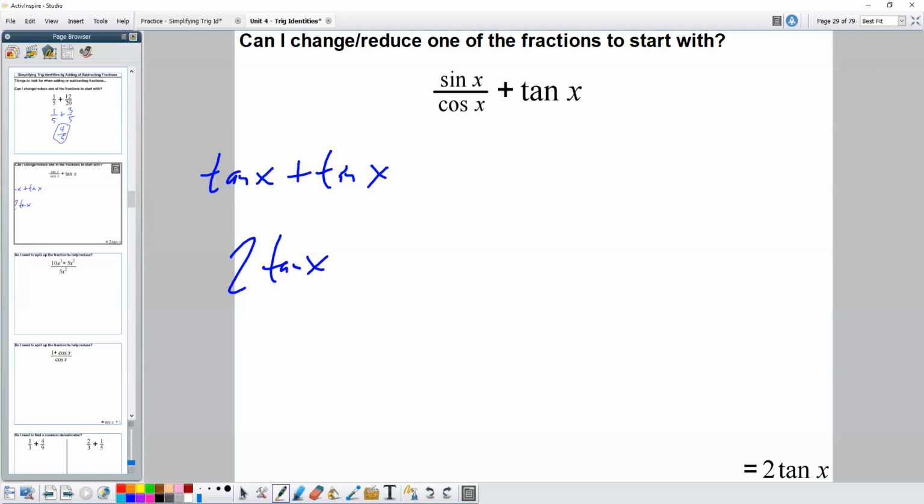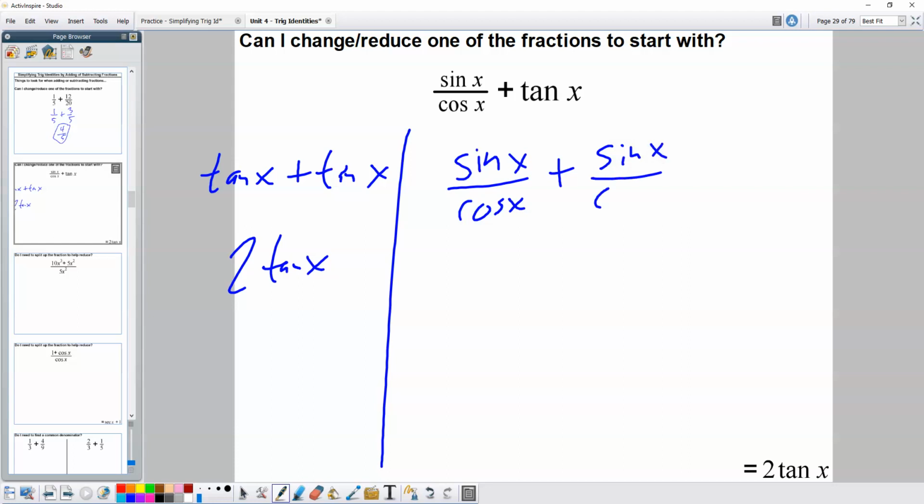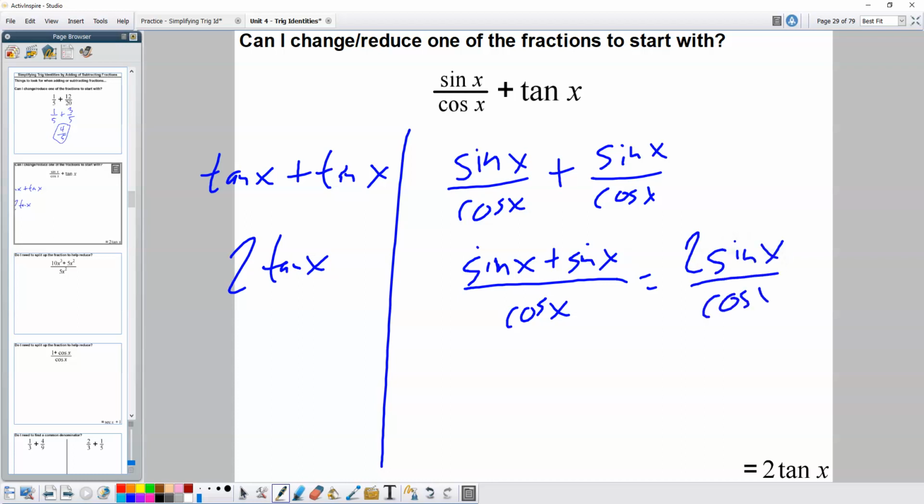The other way to go about this is to say that you want a common denominator. So that's sine of x over cosine of x, and then let's change tangent to sine of x over cosine of x. So now I have my common denominator, that's cosine of x, and up top I would have sine of x plus sine of x. That would be 2 sine of x over cosine of x, and then sine of x over cosine of x is equal to tangent of x. So either way would work.